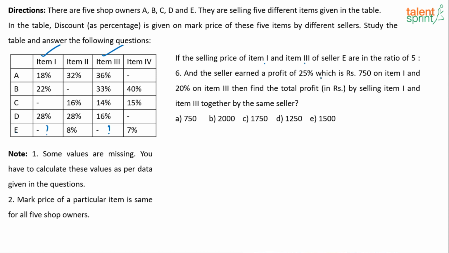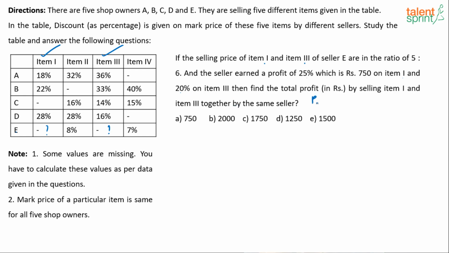And the seller earned a profit of 25%, which is 750 on item 1, and 20% on item 3. Then find the total profit by selling item 1 and item 3 together by the same seller. It's obvious that total profit will be more than 750, or can be equal to 750 also, depending on what is the profit on item 3. You are able to follow. We are supposed to find out the total profit.